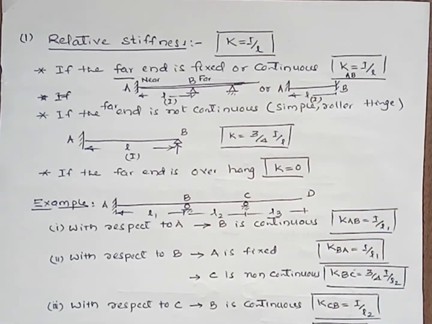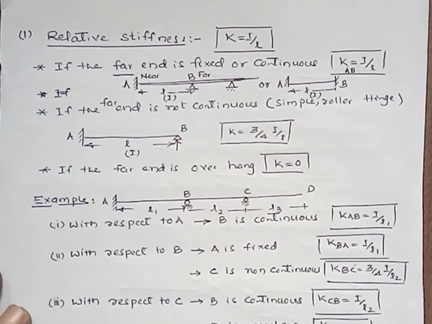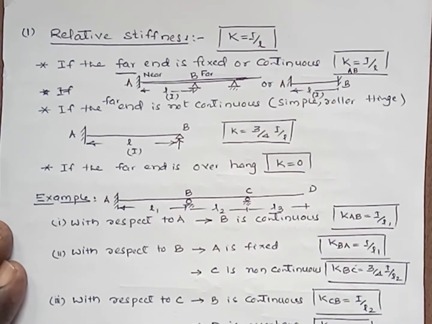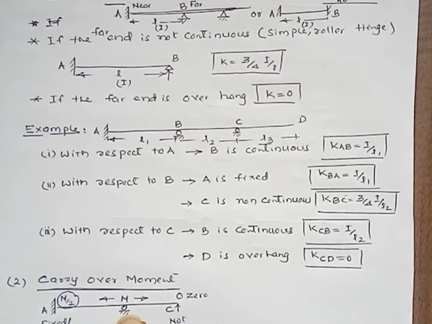Here this is regarding relative stiffness. First you must calculate the relative stiffness value. Then we have to think about the carryover factor, which we studied in the previous video. Here with respect to B, A is fixed or continuous. If the unbalanced moment is M, then 50% of this moment is carried over from B to A. That one is M by 2.